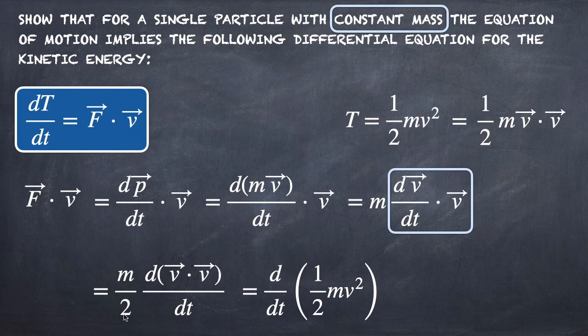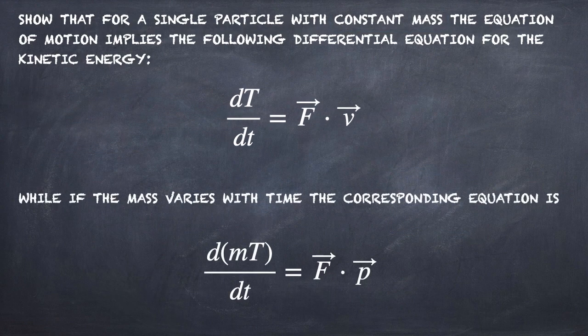Since m over 2 is a constant factor, we may write it inside the derivative, and the result is the time derivative of this quantity here, 1 over 2 mv squared. And this is called kinetic energy. So we just verified this equation using this second method.